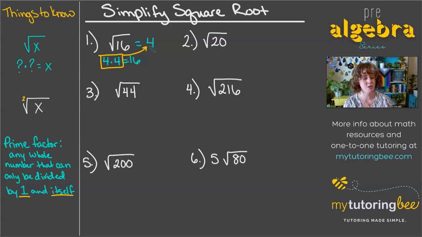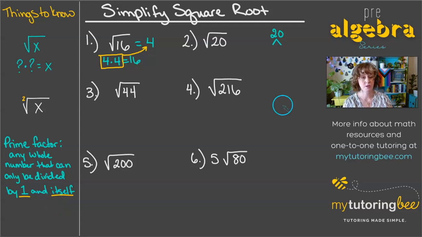Let's take a look at number 2 to see what I'm talking about. So with problem 2, we've got the square root of 20. I'm just going to write 20 over here to the side, and what I want to do is use the factor tree method to find all of the prime factors of 20. So what that means is, what numbers can I multiply together to give me 20? And I want to get down to just the prime numbers, which, just as a reminder, is any whole number that can only be divided by 1 and itself evenly.